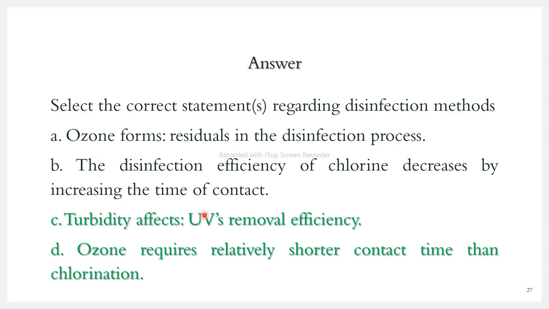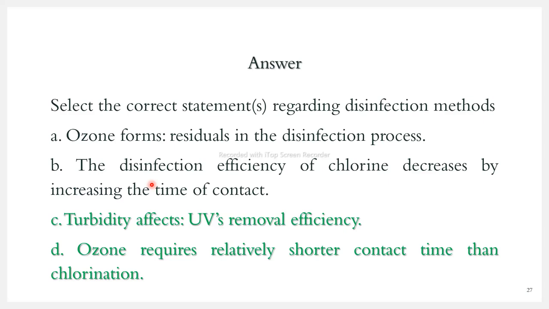And turbidity, why does it affect the UV efficiency? Because UV is basically an optical process. Turbidity means there are more particles present inside the water. Particles may or may not be microorganisms. UV is targeting the microorganisms, right? But the intensity of the UV light is absorbed by the turbidity-causing particles present inside the water. So that's why turbidity decreases the UV's removal efficiency. The more the turbidity, the less the removal. But if the turbidity is caused by the microorganisms themselves, then it will not affect. So that's why increase or decrease is not mentioned, only the effect is mentioned.